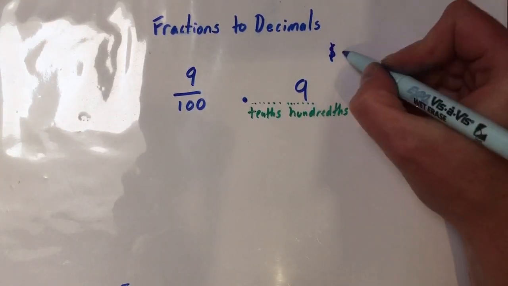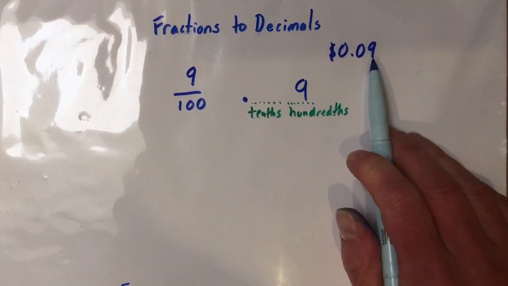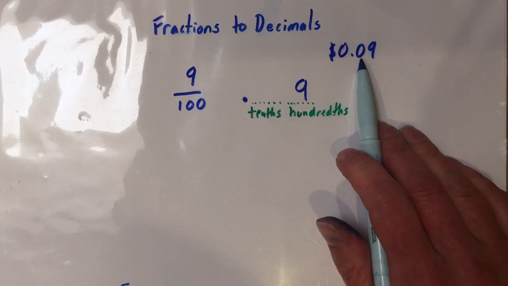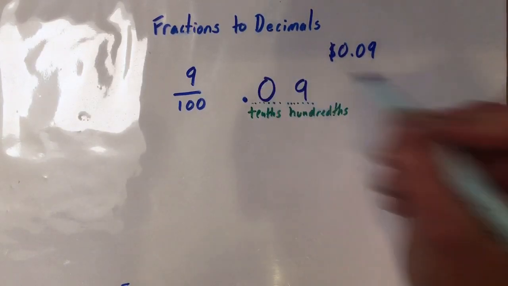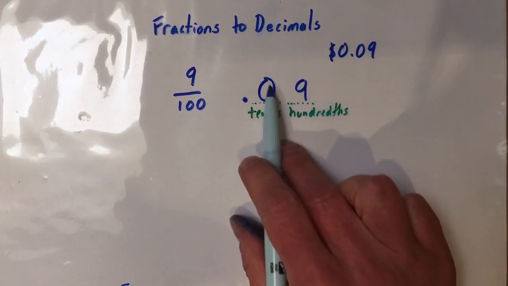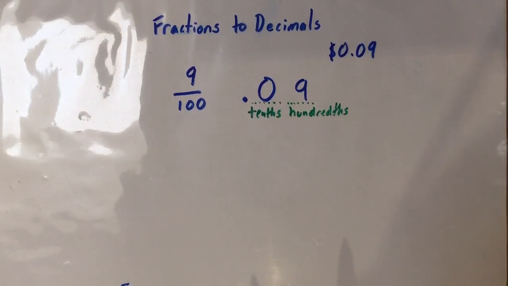Here's what I would write. I have $0 and I have 9 pennies. That right there says 9 pennies. That is 9/100ths. What did I need to use to fill in that space? I need to put in a 0. So when I have 9/100ths, the 9 is sitting in the hundredths place, I do need a 0 to hold my place because I have no tenths. I have no tenths in that number.